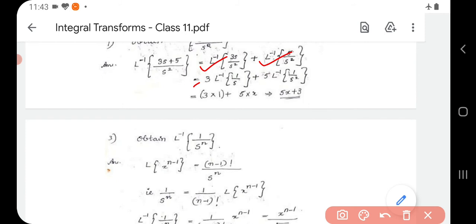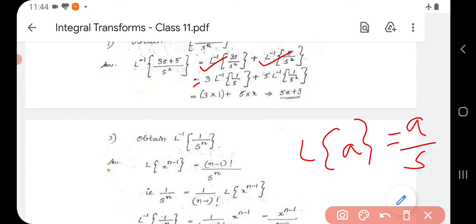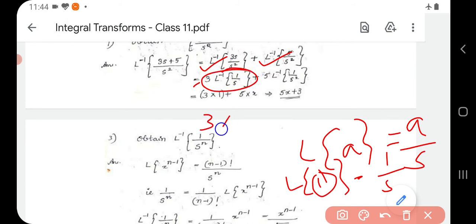L inverse of 1 by s. You know Laplace transform of a constant, say a, is a by s. Here your constant is 1, so it is 1 by s. So L inverse of 1 by s will be 1, right? So here your answer is 3 into 1 plus 5.